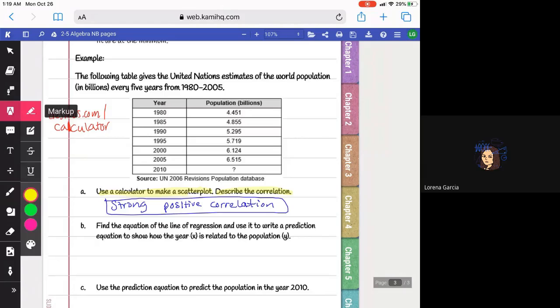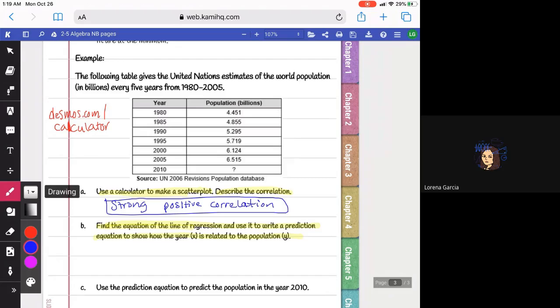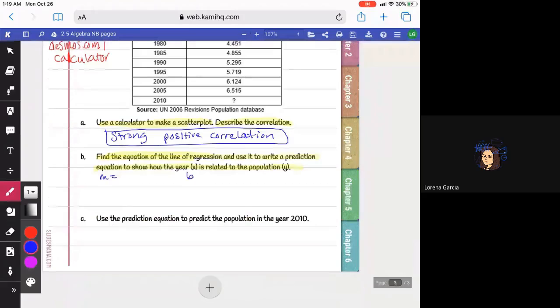Question B here wants us to find the equation of the line of regression and use it to write a prediction equation. So here we actually already did that. I'm going to pull it up right now, but we're going to have to write down that slope and y-intercept that it gave us so that we can write our prediction equation.